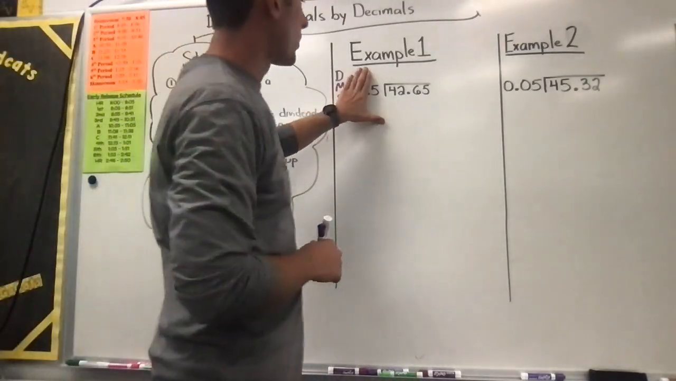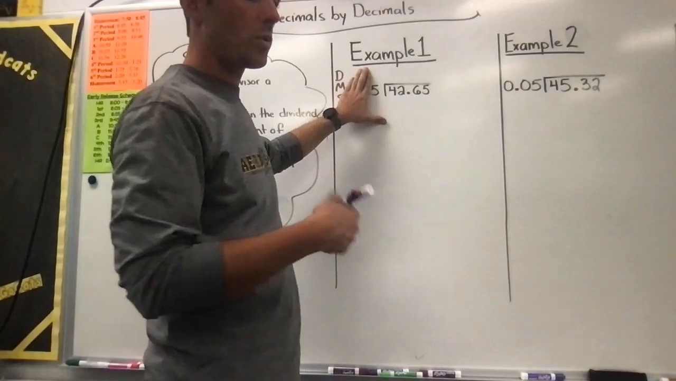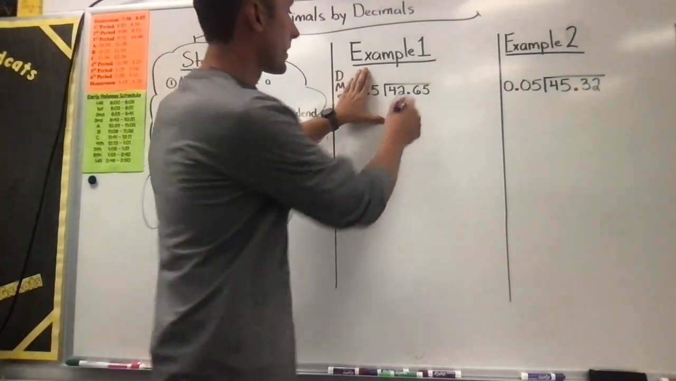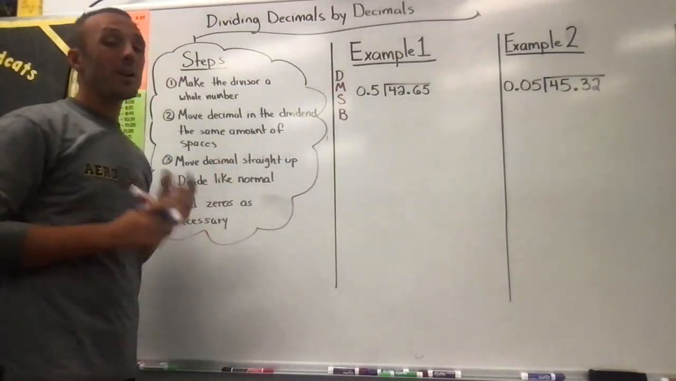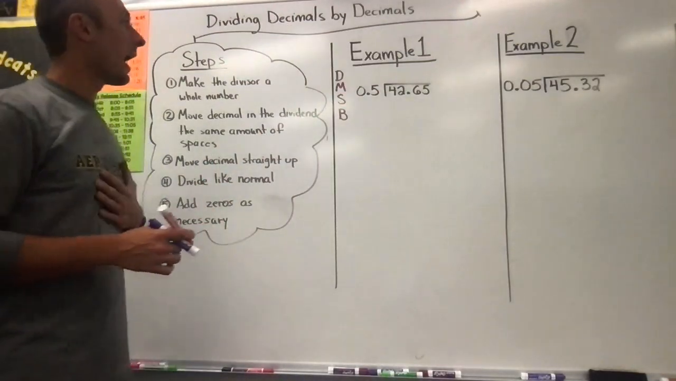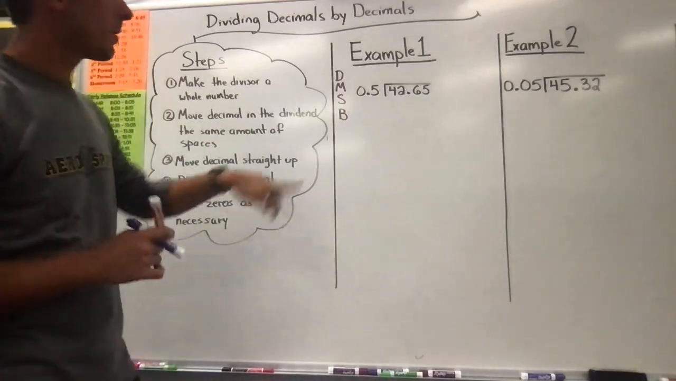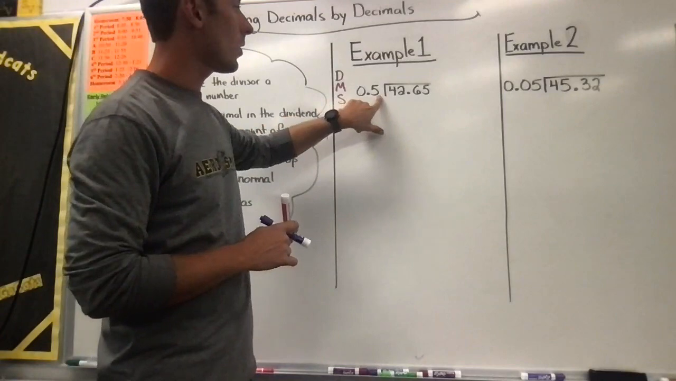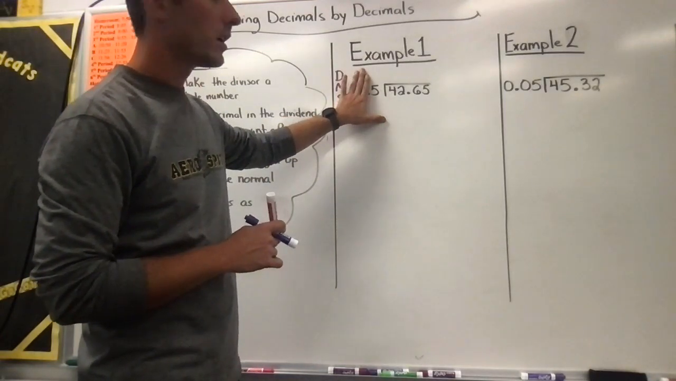Before, this was always a whole number, and we treat it pretty much like a normal division problem by just bringing this decimal straight up and then dividing like normal. Today, we only have one real extra step, or kind of two little extra steps. If we look at our steps, it says make the divisor a whole number. And we do that by moving this decimal all the way to the end, because if the decimal is right there, that's just 5.